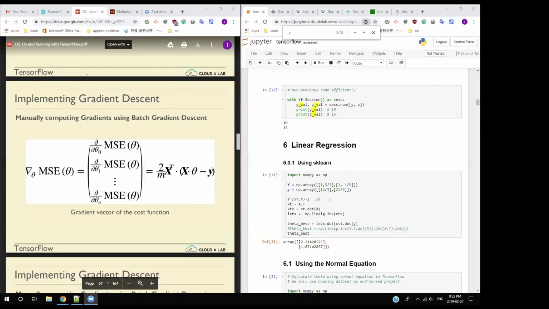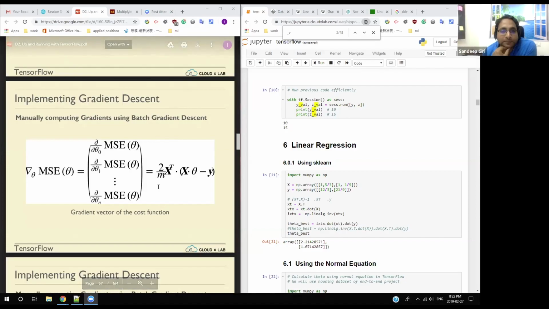So 2x transpose is basically the derivative. I can't see. Oh wait, I didn't click on share screen. There we go.